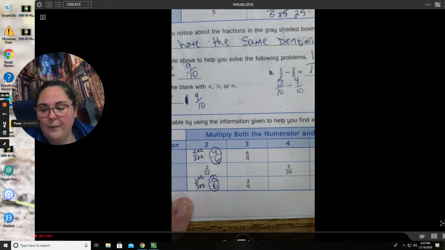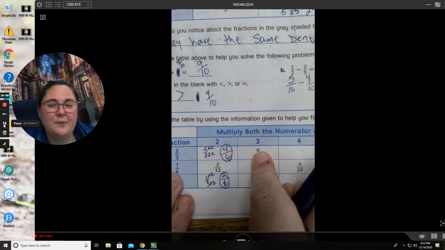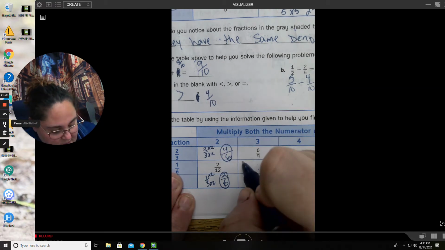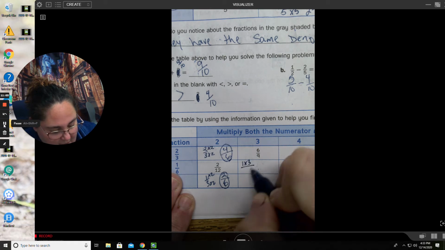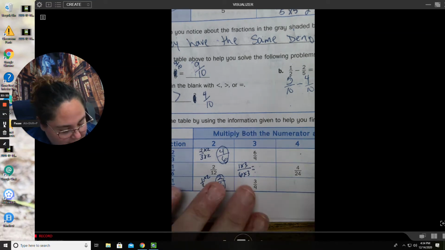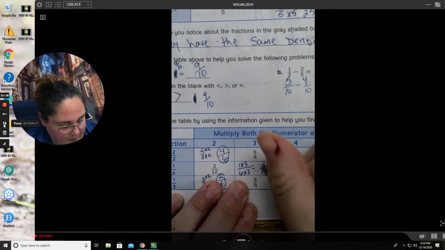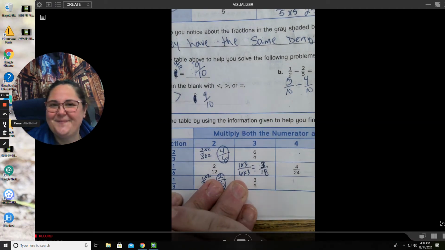Okay? So I want you to try this next one. We're going to do 1/6, and we're going to multiply the numerator and denominator by 3. So 1 times 3 and 6 times 3. What is my equivalent fraction for this problem? For this problem, your answer, 1 times 3 is 3. 3 times 6 is 18. Your answer should have been 3/18.